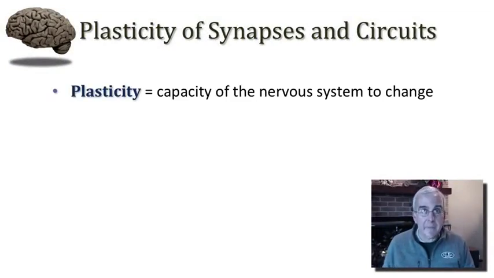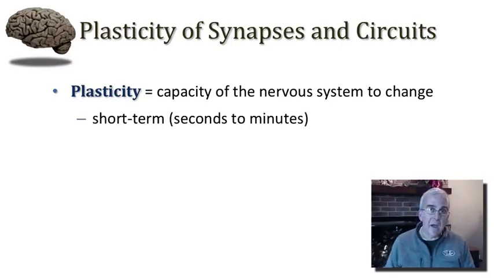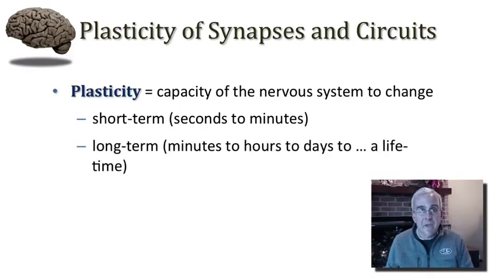Plasticity simply means the capacity of the nervous system to change. And we can think about this concept from a number of different perspectives, and I'd like to suggest a few of them. I'd like to suggest the temporal frame of understanding plasticity. Plasticity can be short-term, over the course of milliseconds to hundreds of milliseconds to seconds to minutes. It can be long-term. It can last minutes to hours to days and even a lifetime.